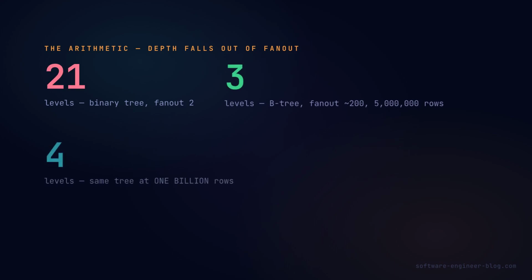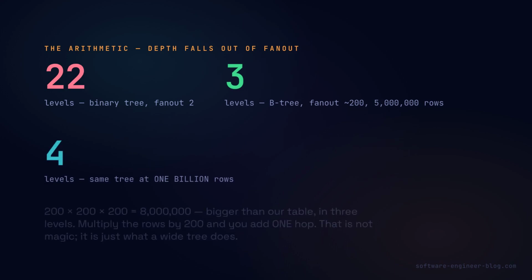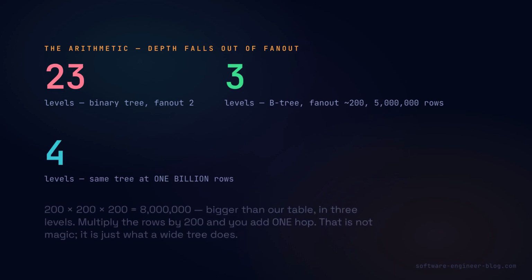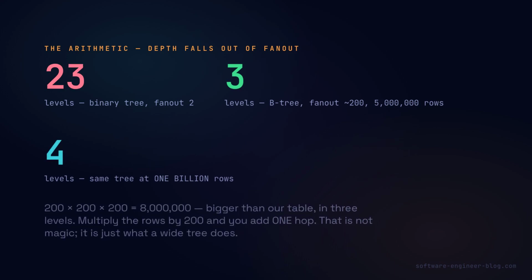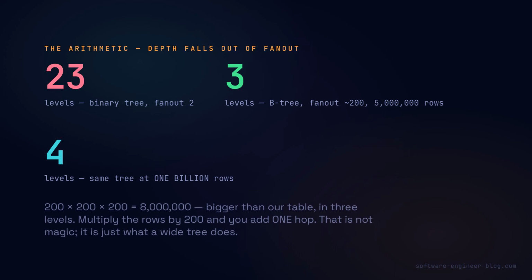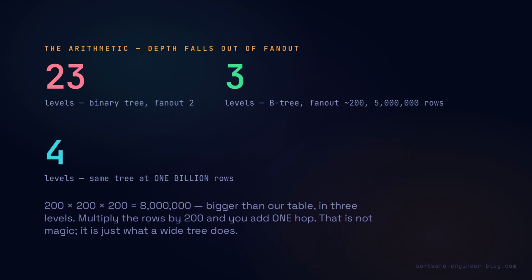Against 23 for the binary tree. Same data, same disk. 8 times fewer trips to the disk because we picked the right width. And here is the part I find beautiful. Grow that table 200 times over to 1 billion rows. You add 1 hop, 4 levels instead of 3. The tree gets wider, not taller, which means your index does not meaningfully slow down as your data grows. That is why this thing has run every database on Earth for 50 years.